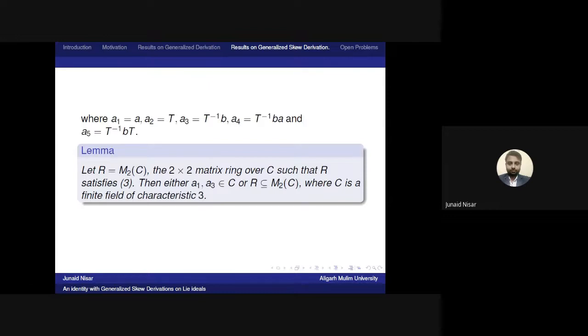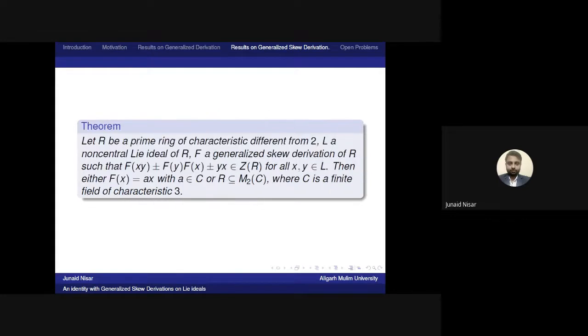We can prove our lemma, that is if R is matrix of order 2 with entries coming from C and R satisfies equation third, then either A1, A3 belongs to centroid, or our prime ring is embedded in M2C, where C is a finite field of characteristic 3. With the help of this lemma, we prove our main theorem, that's let R be a prime ring of characteristic different from 2, L a non-central ideal of R, F is generalized CQ derivation satisfying this identity. Then again we show that our f of x is either of the form ax, or our prime ring is embedded in M2C, where C is a finite field of characteristic 3.